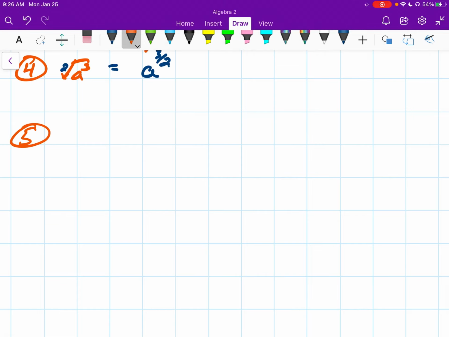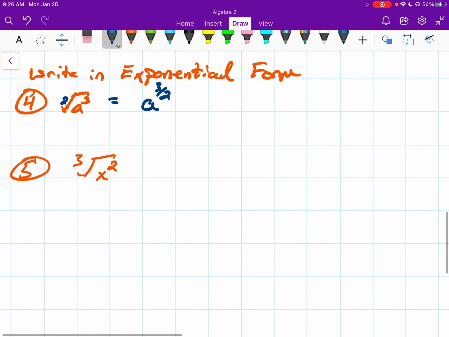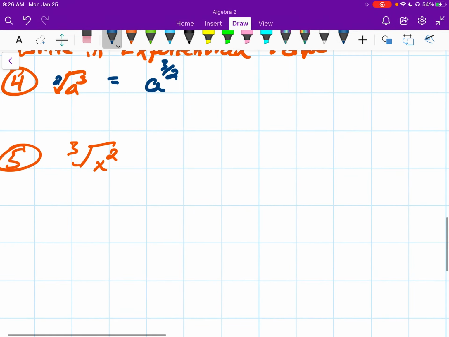Number 5, we're going to have the cubed root of x squared. And we're supposed to, again, write it in exponential form. One way that I think is sometimes helpful to do here is, what if we write our exponent as a fraction to begin with? Sometimes that's useful. In this one, it probably wouldn't matter, but sometimes later on it will.